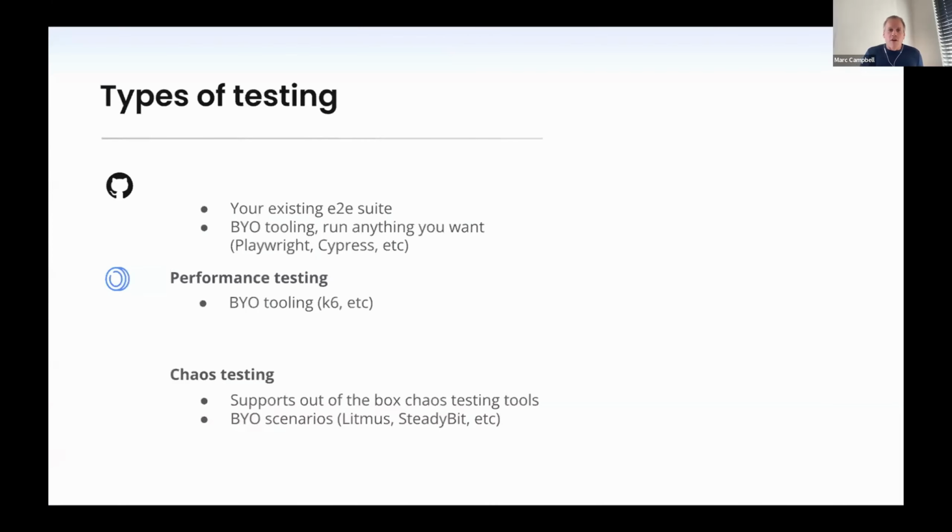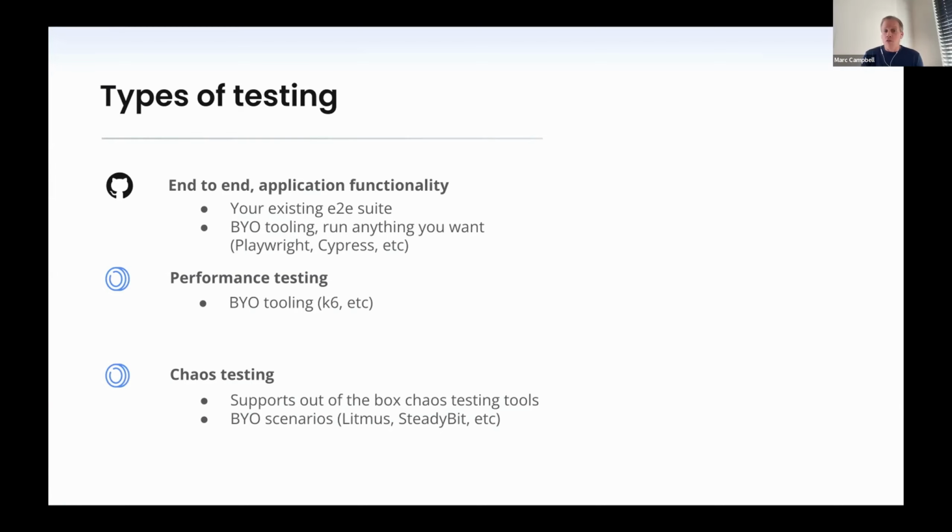Now we want to actually verify the application. So we verify the application using any of the traditional means of verifying an application, from end-to-end tests. This would just be where you test your application functionality. You can run Playwright, Cypress, really anything you want to. You bring your own tooling. You run your own existing end-to-end test suite that you actually have.